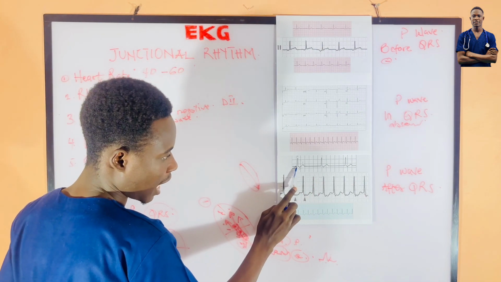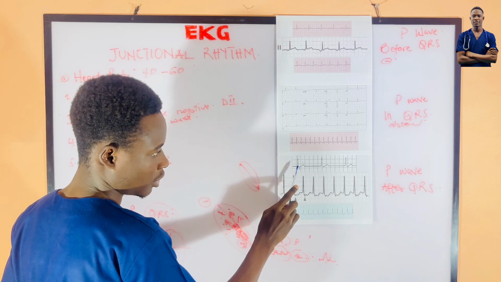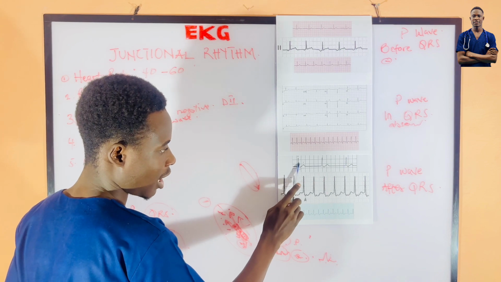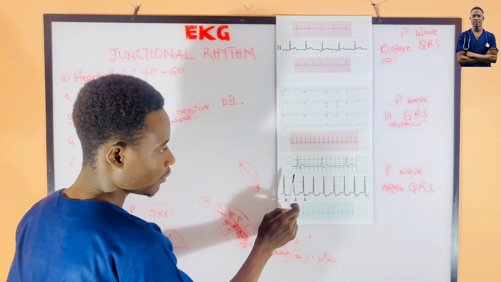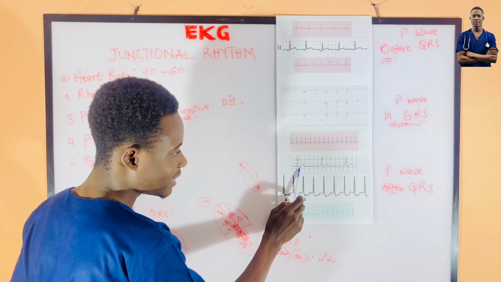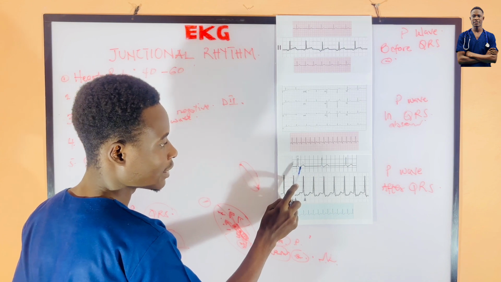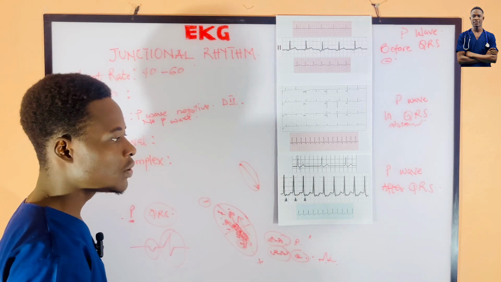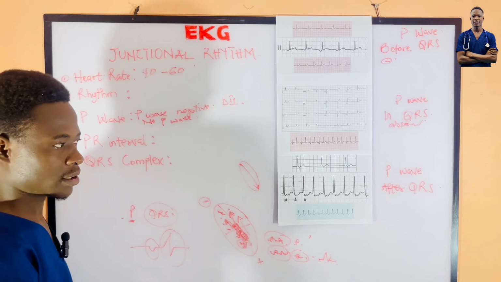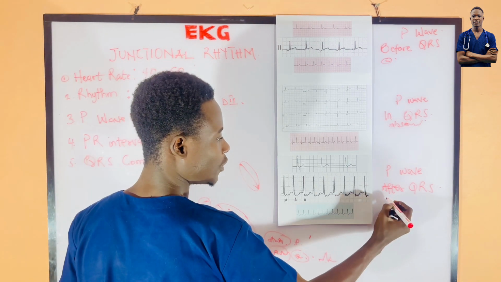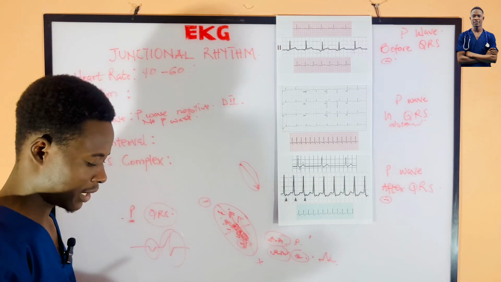So this is our QRS. After our QRS complex, that is the ventricular contraction, we get a negative wave over here. And this negative wave over here is what we call the P wave. So the P wave happened after the QRS complex. So we get a P wave negative after the QRS complex.